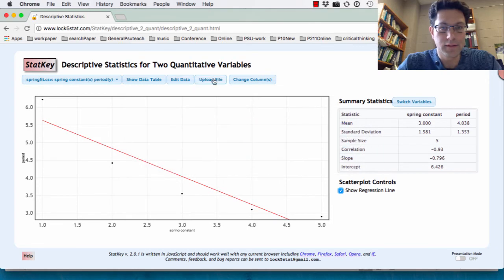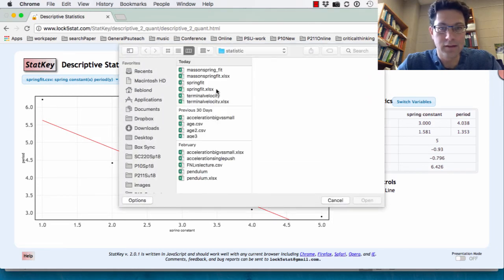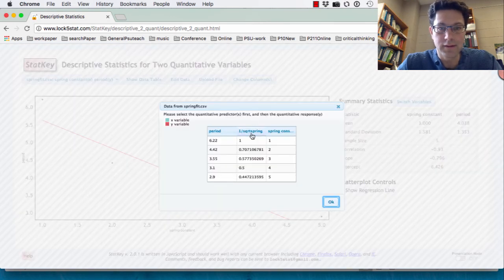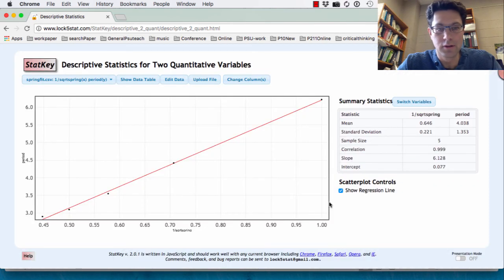I go back to StatKey and upload the spring fit file again. But this time I will take this as my x variable and this as my y variable. And now I have a complete linear relationship, as we expect in theory. The correlation now is 0.999. This is really high, and that's partly because it's a made-up experiment. You can also see the slope, which tells you the coefficient in front, and then the intercept.